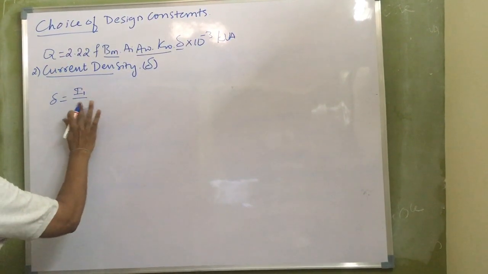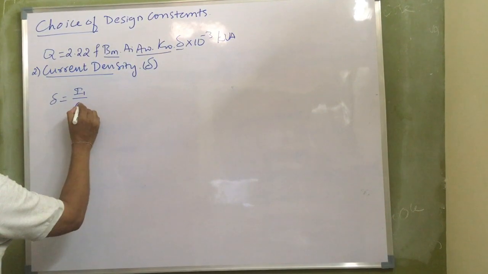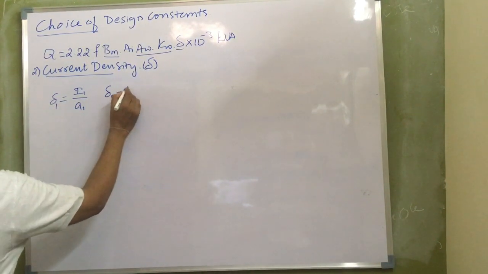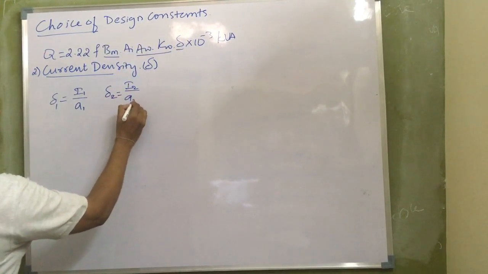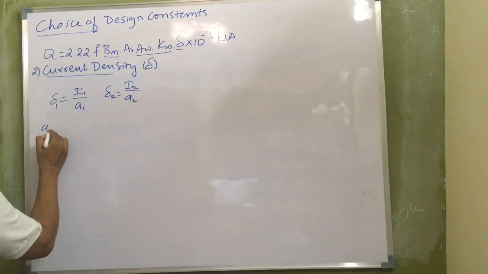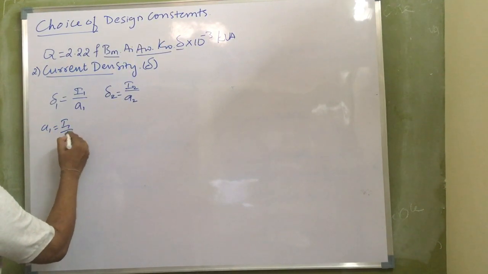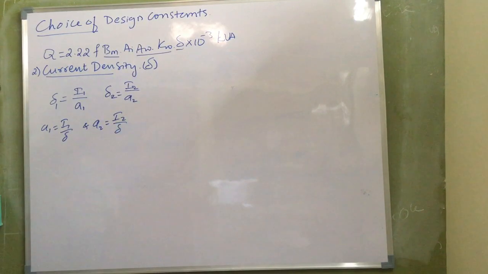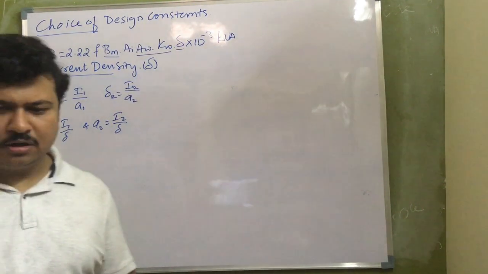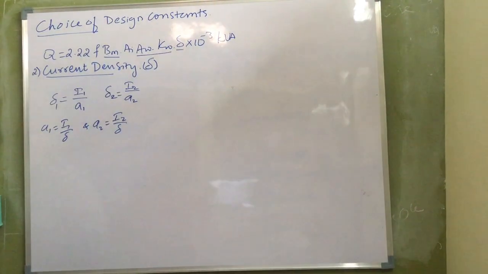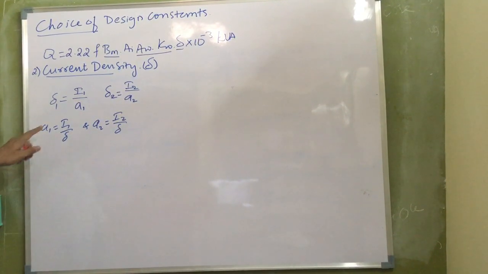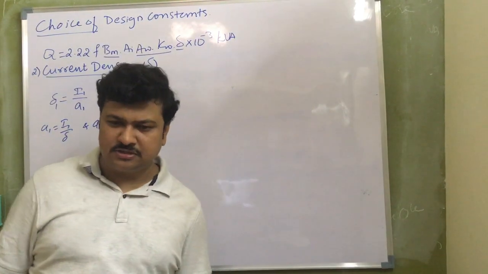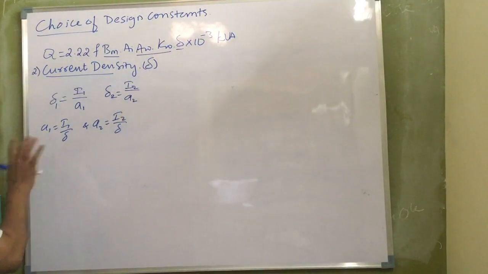It can be delta 1 equals I1 by A1, or delta 2 equals I2 by A2. Okay, A1 is equal to I1 by delta and A2 is equal to I2 by delta. We know that the values of I1 and I2 are not in our hands. They depend upon the power rating and the voltage rating. So I1 and I2 are fixed. They come along with the specifications. Only I can play with the values of A1, A2 and delta.